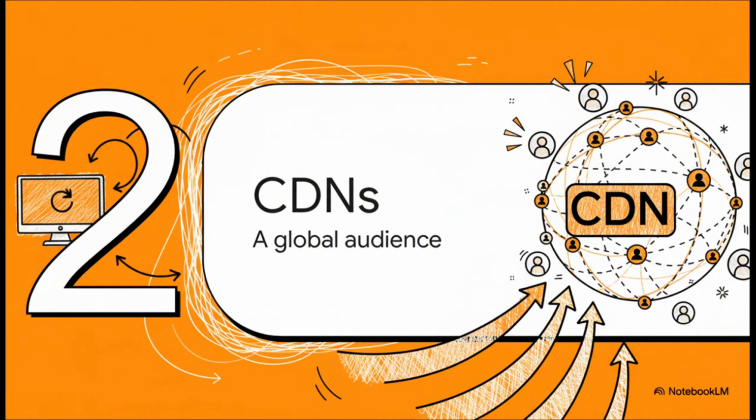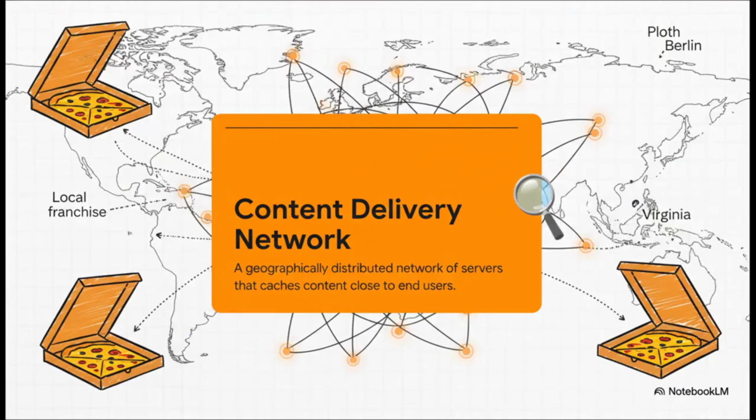Browser caching is fantastic, but it only speeds things up for one person, you. To make a site fast for millions of people all over the world, we need to go up to the next layer, the Content Delivery Network, or CDN. So what is a CDN? It's basically a massive global network of servers, all placed in strategic spots around the world.